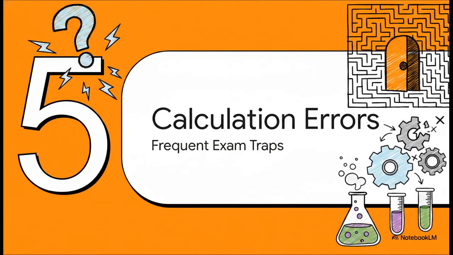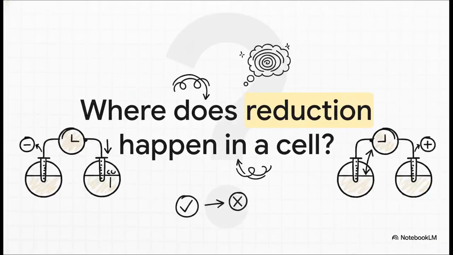Almost done. Section 5, Frequent Calculation Errors. Before we wrap up today's masterclass, we absolutely have to sweep for trapdoors, those super common mistakes students make when the exam clock is ticking. Let's do a quick rapid-fire check to test your recall. When you're setting up an electrochemical cell, where exactly does reduction happen and which side gets the positive sign? Think about it for a second.